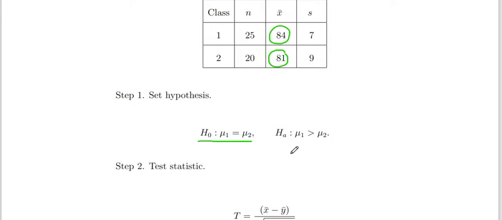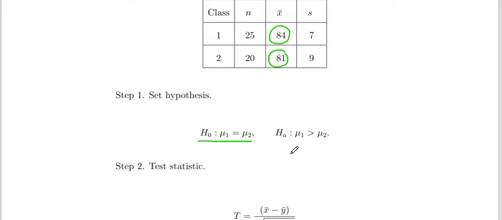Here, don't get confused. Here we say class 1's average is 84, right? But 84 is only for one exam. So mu1 means the average if we have many exams. This is just one sample; we only take one exam. So if mu1 equals mu2, then we say no difference.